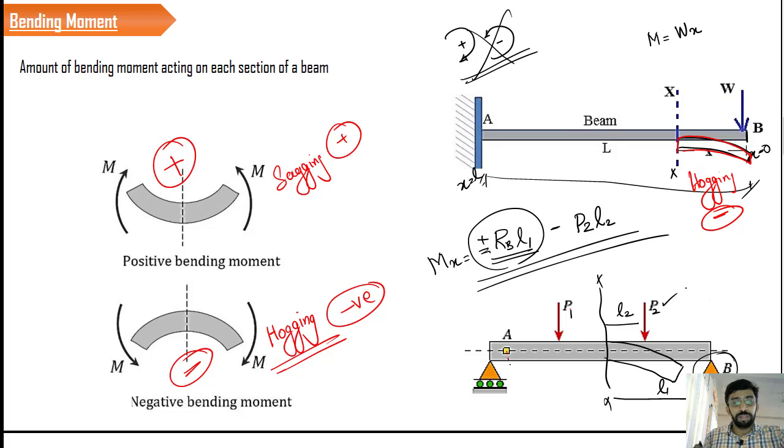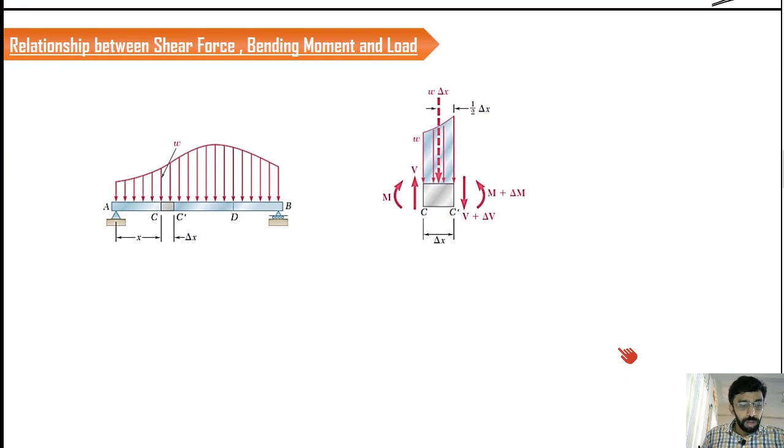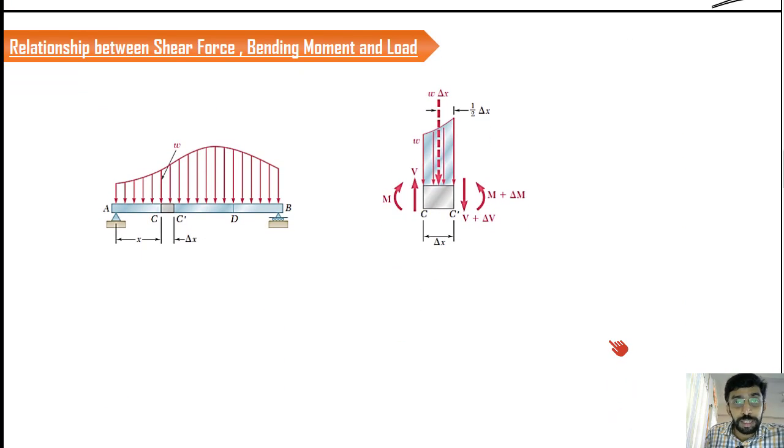So this is the sign convention we use for the bending. Now we have to derive the relationship between the shear force, bending moment, as well as the loading. So right now we have a load W here. We will consider a small length dx here. If you take the dx here, we have a vertical force here.